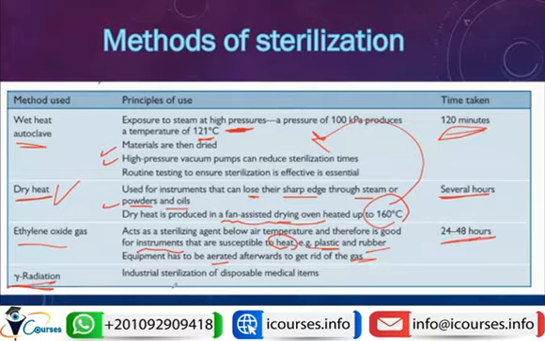Gamma radiation is used for industrial sterilization, so it is not used for routine ophthalmic practice, because it needs high-tech and expensive equipment. It can be used for the industrial sterilization of disposable medical items.